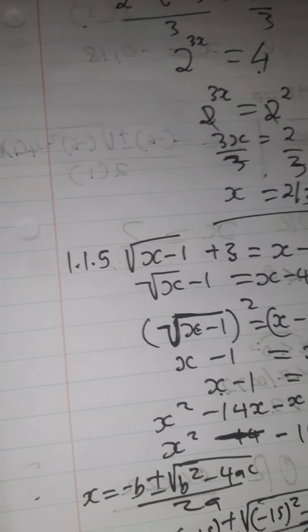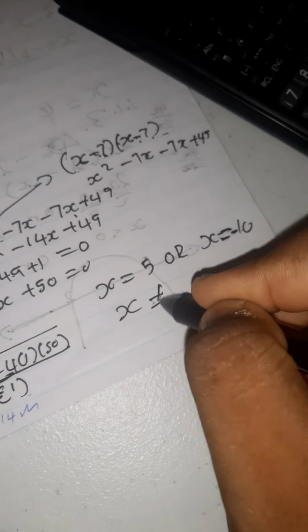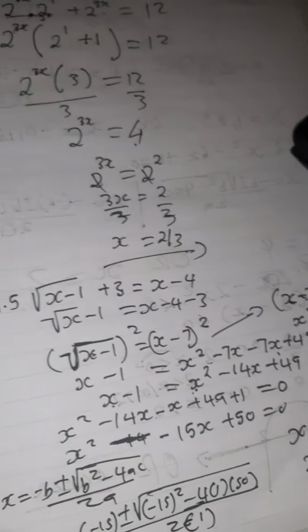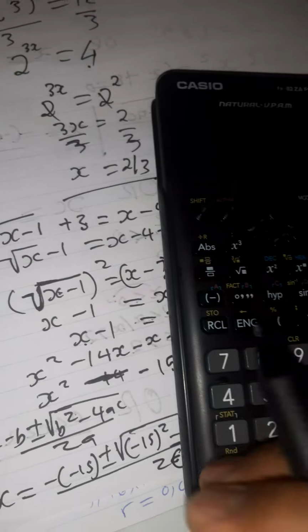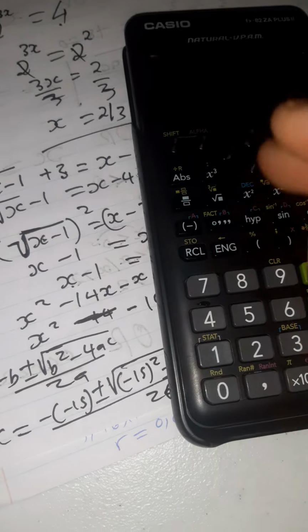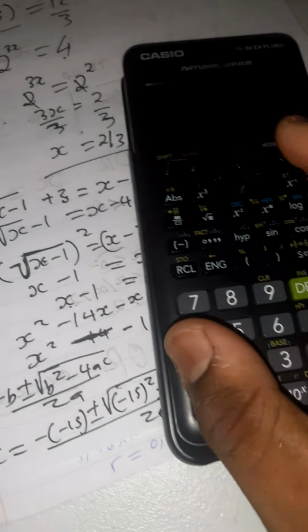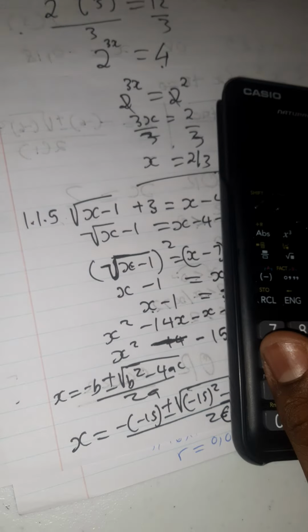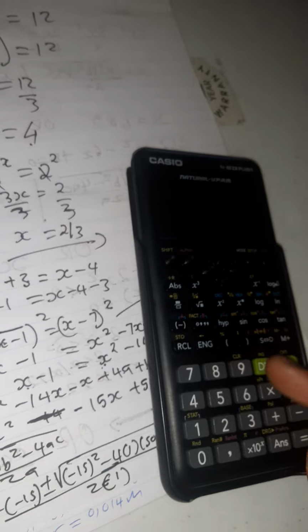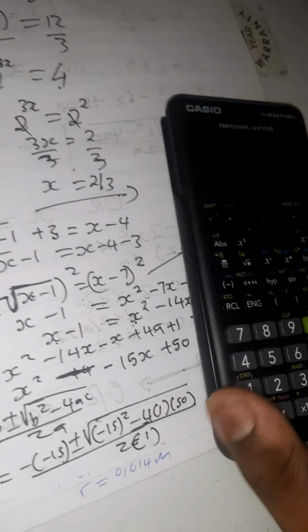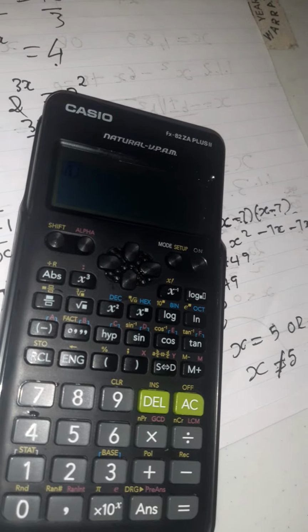Let's check 10. So far x is not equal to 5. Then let's check this one. Root of 10 minus 1, 10 minus 1 plus 3 is equal to 6. It gives me 6. And 6 minus 4 is 2. So let's check. Yes, so x is equal to 10.